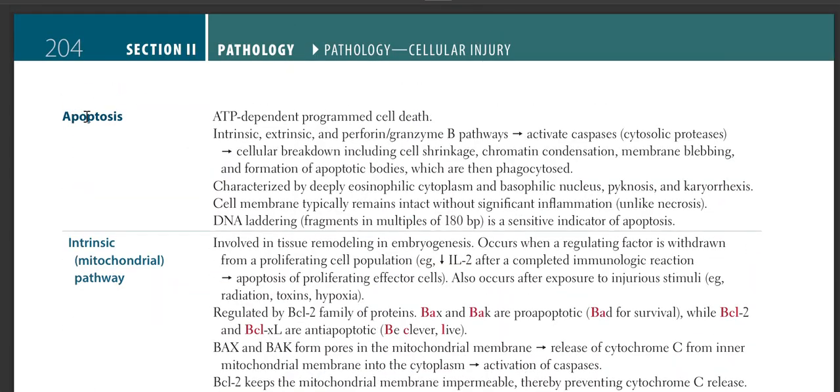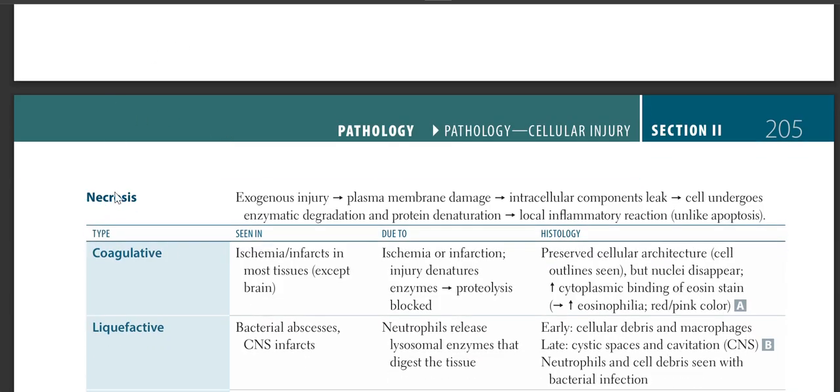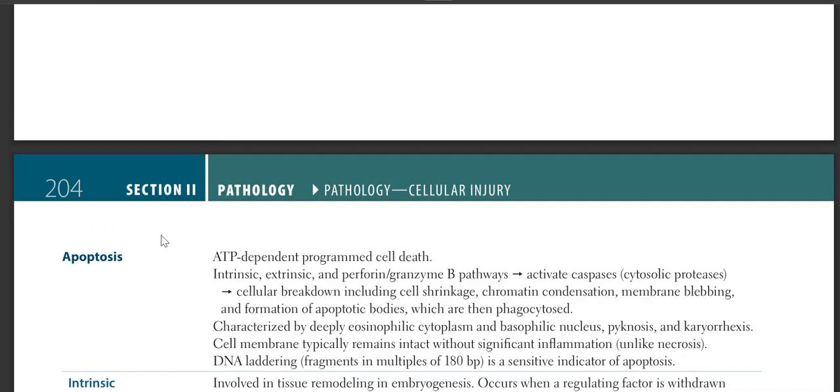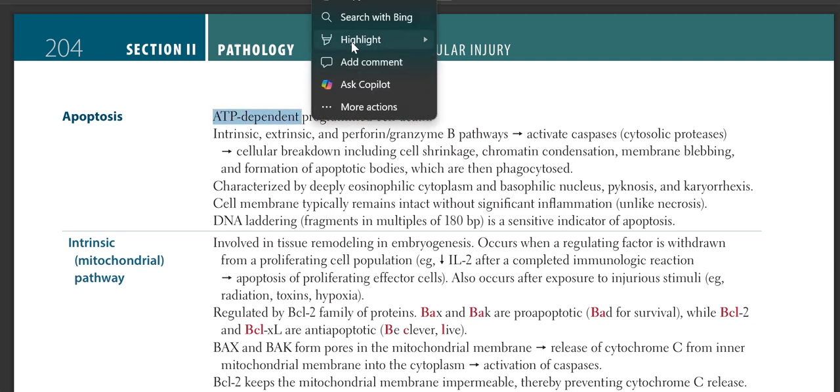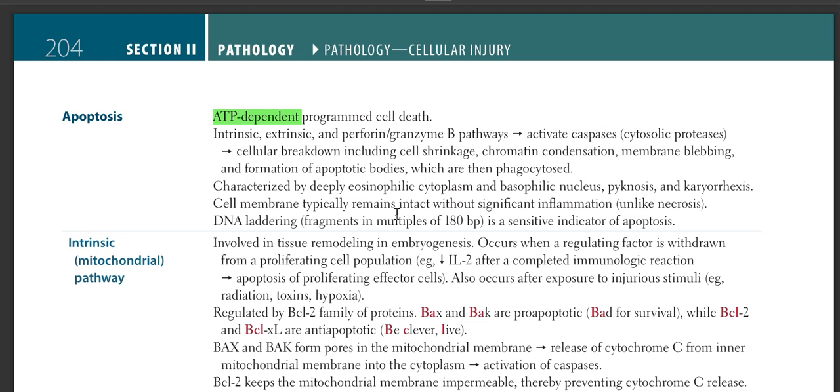Okay. So I wanted to do a kind of differential for these. We already talked about it. Apoptosis is programmed cell death, and necrosis is damage, some kind of trauma, pathologic cell death. Because apoptosis is programmed, you need to remember that apoptosis requires energy. Apoptosis is dependent on ATP. On the other hand, necrosis happens because of a lack of ATP. That's the first thing.